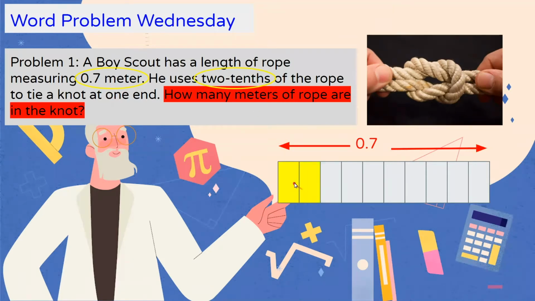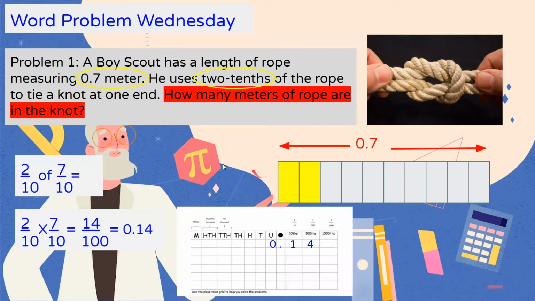And so we have 1, 2, that's the rope that was in a knot, and that would leave us with 1, 2, 3, 4, 5, 6, 7, 8 tenths. So we know we have 10 total tenths out of our whole unit. Our whole unit, our 10 tenths, is equivalent to 0.7 meters. And we can put all that information down and then go to work.